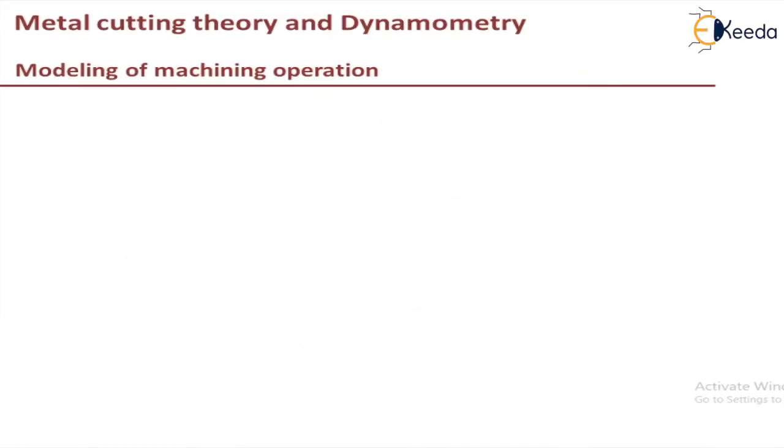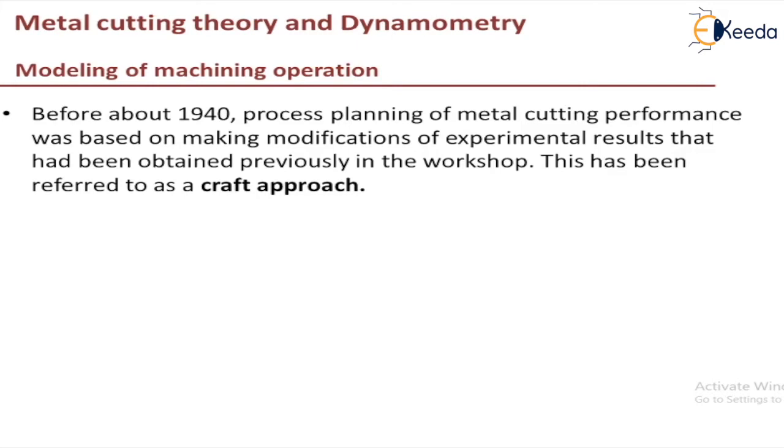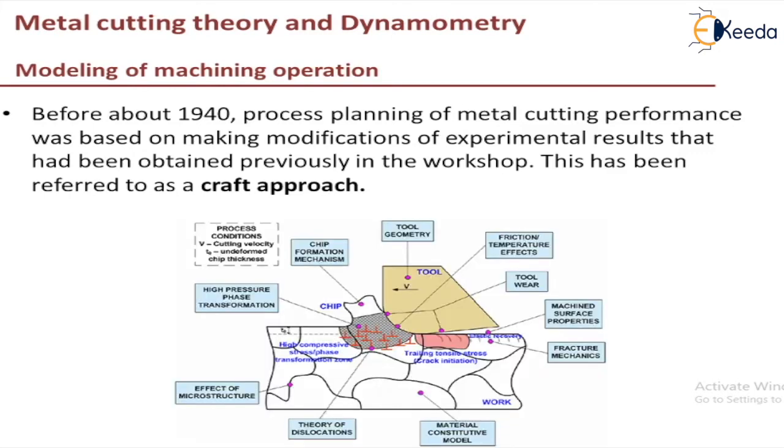So before 1940 there was no attempt made to do any modeling of machining operations. They were only depending on the experimental results. So the performance of a metal cutting was purely judged by the experimental results. So this was a craft approach. As you can see in this figure, there are many parameters which influence the cutting operation. So all these parameters affect the cutting operation. So these effects were not studied earlier.